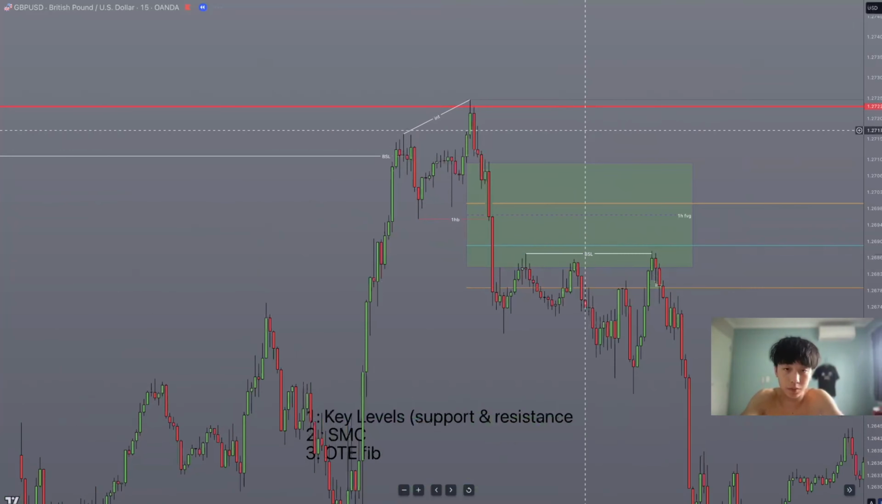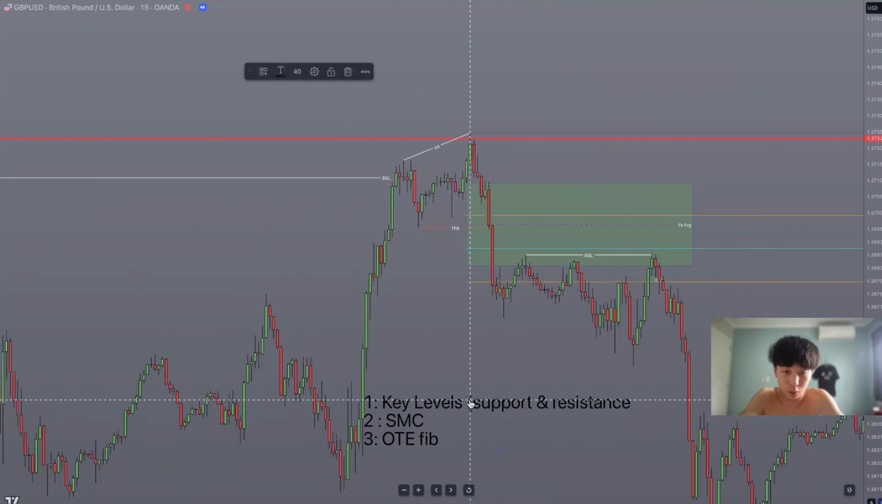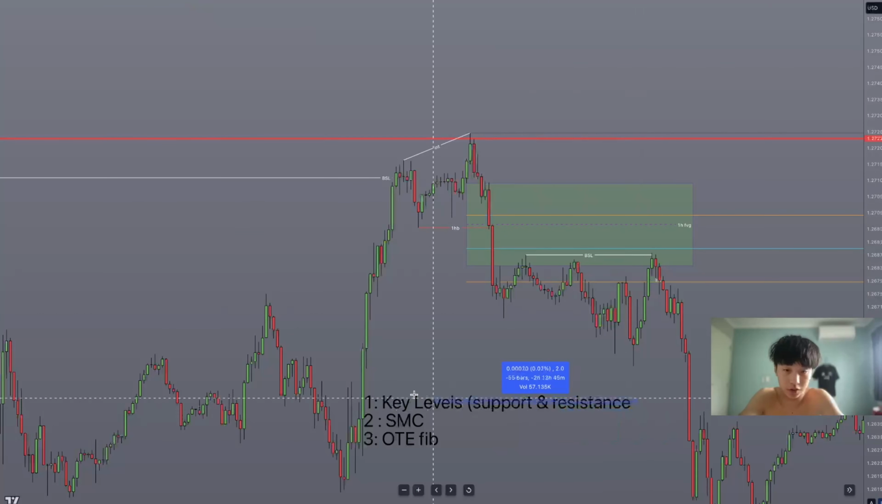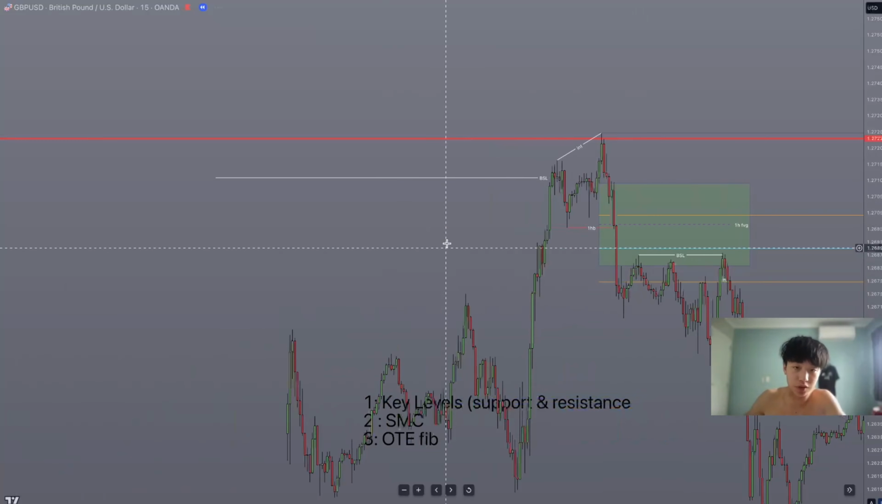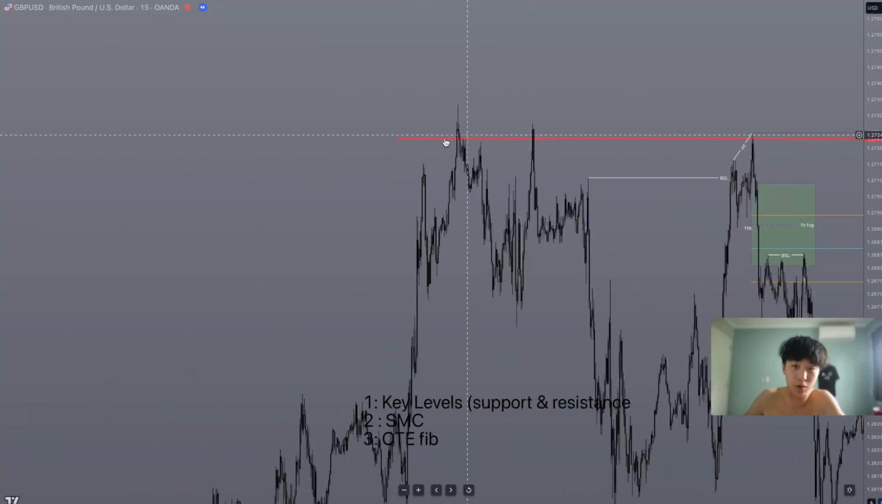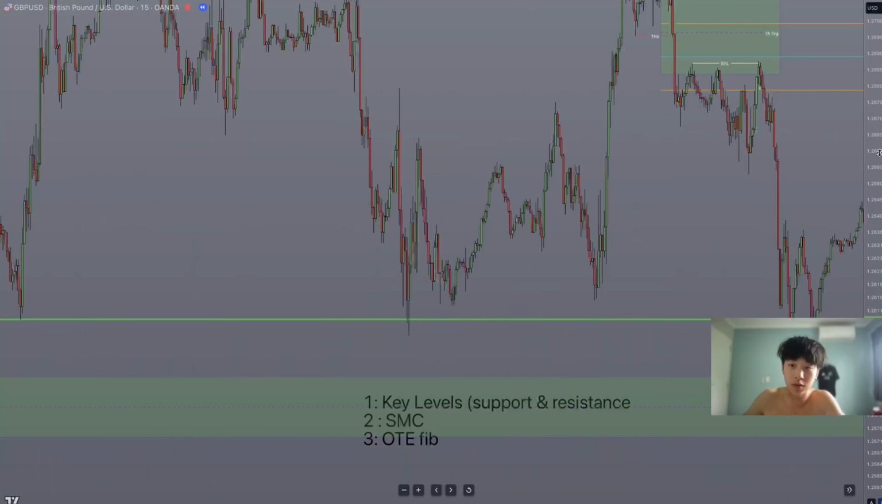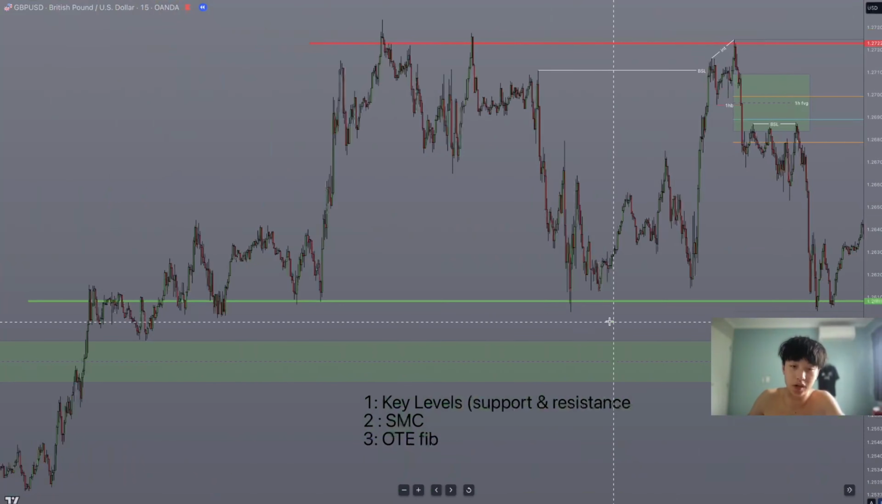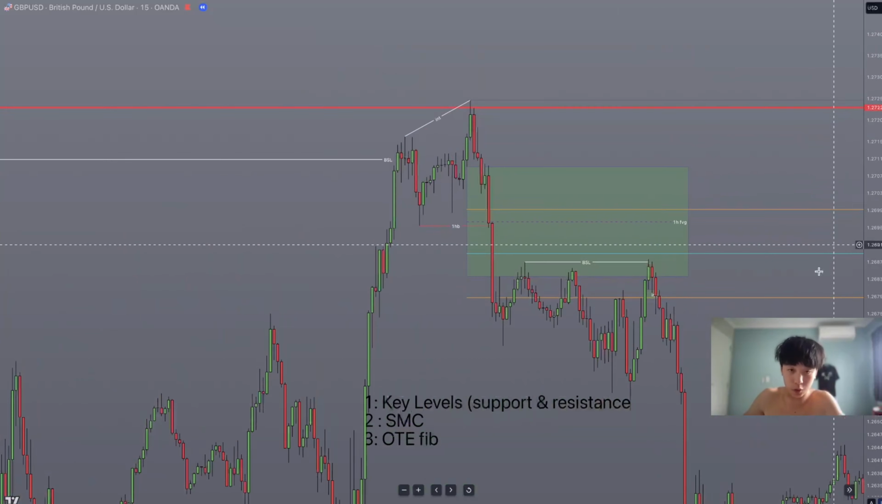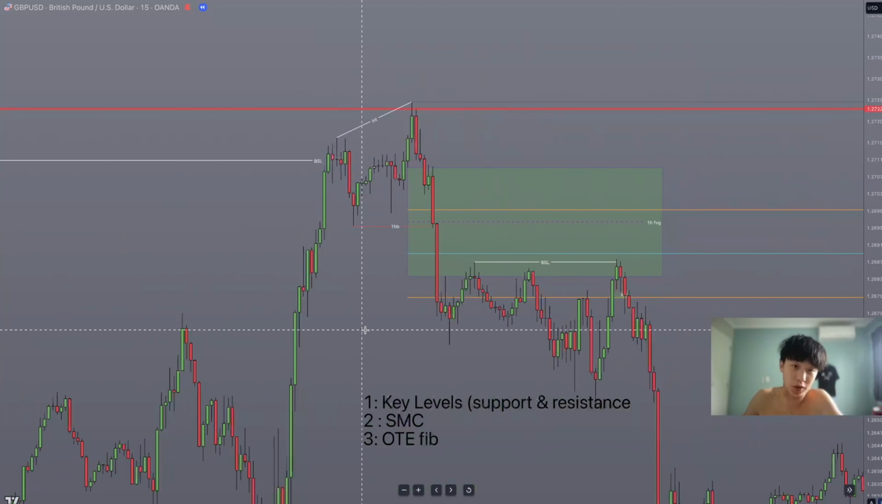First things first, we had the key levels, support and resistance. Where was our resistance? Up here. We had a level of resistance right here. Where was our level of support? Cool, it was right here. We clearly have a level of support. Next thing, smart money concepts. What confluences do we have that are smart money concepts?